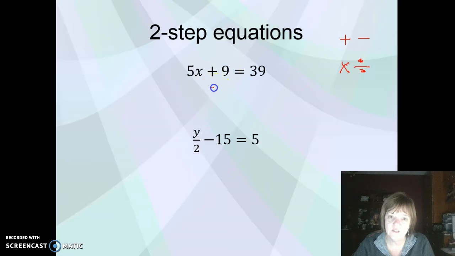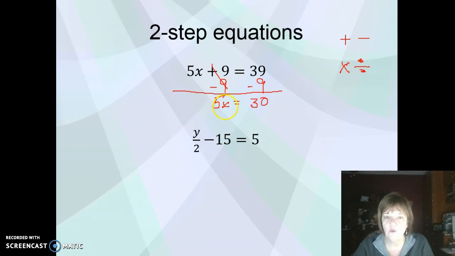9 is being added, so we're going to subtract 9 from both sides for our first step. Okay, see, it says two-step equations. This is step 1. We've got 30 over here, 39 minus 9, and those cancel out with 5x. Second step, we look to see now what is happening to our x. Well, 5 is multiplying it, so let's divide it by 5. Divide by 5. So in this case, x equals 6.